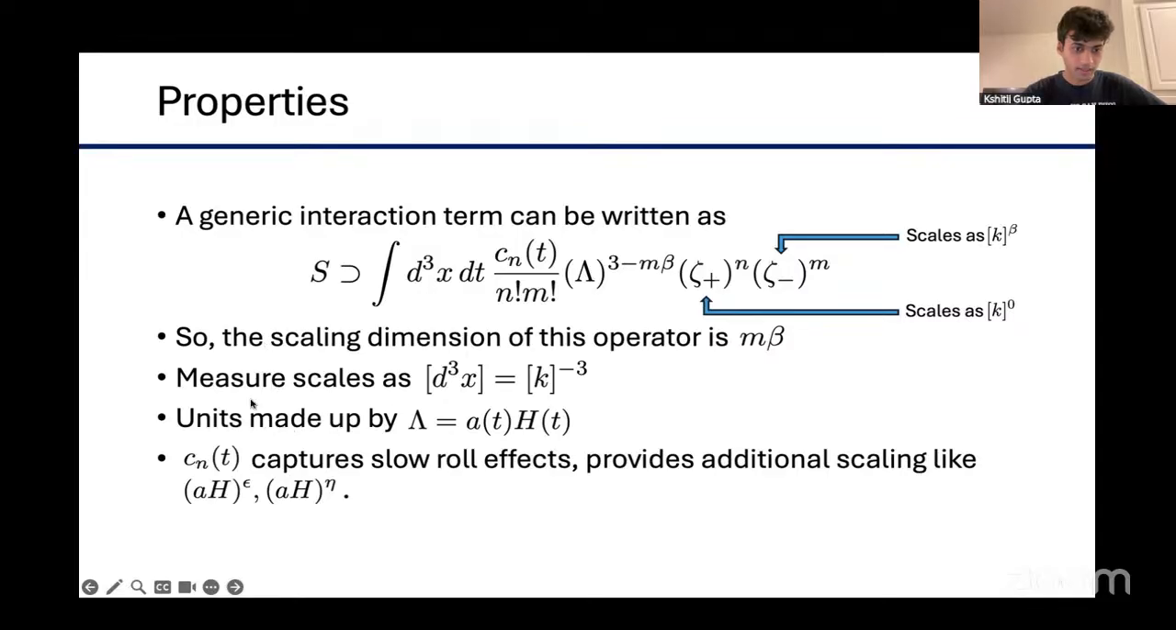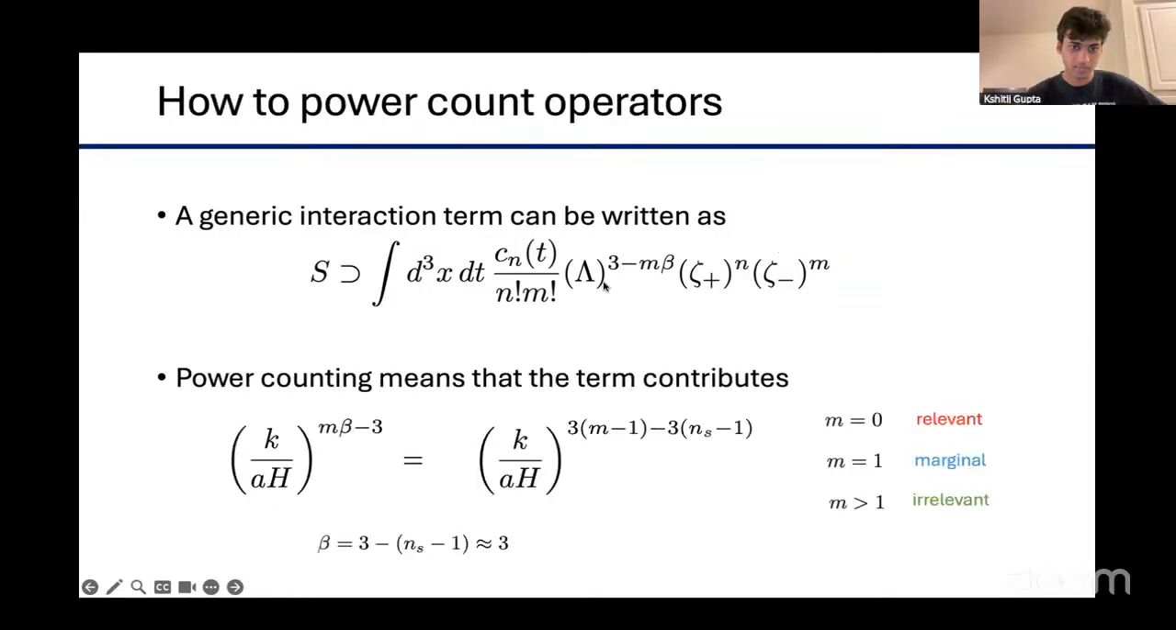And the measure also scales. That's where you get the 3 from. And the units are made by lambda. Zeta plus and zeta minus don't have units, so this makes up all the units. And you can have some additional Wilson coefficient terms which capture slow roll effects, because we are really in quasi-de Sitter spacetime. So we can have some aH to the epsilon and aH to the eta terms. So this is what a generic interaction term will look like.